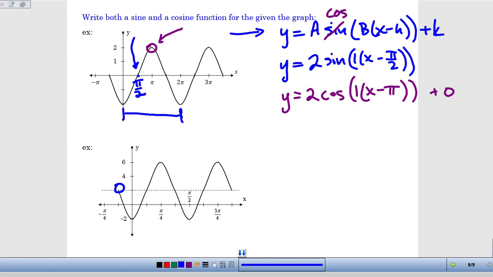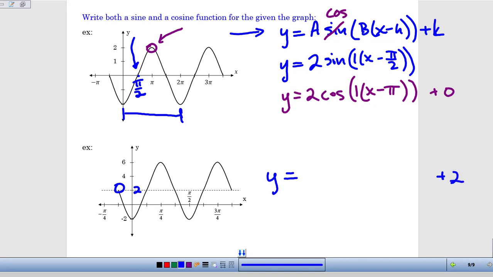Now for starters, we can see that there is a k value in this one. Right? Our graph has been translated up 2 units. If we kind of look there, we can see we're counting by 2's along the y-axis. So I'm going to have a plus 2 kind of hanging out in that k position.